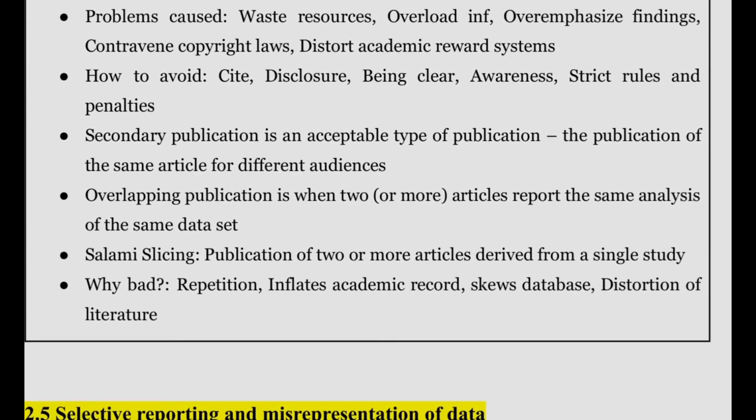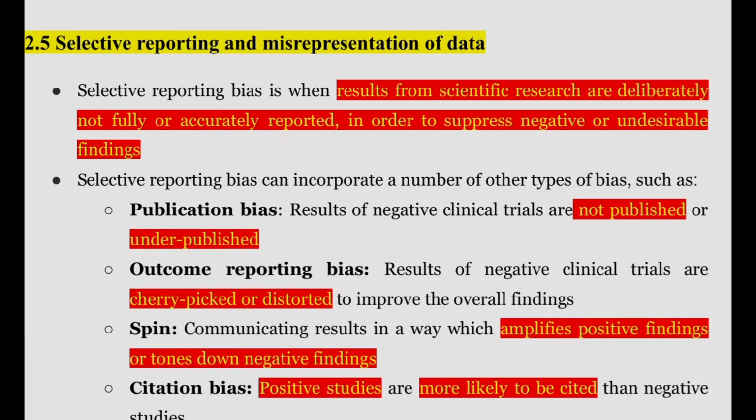So how to avoid it: cite as many papers as possible that you have included in your research. A disclosure statement is important, being clear, awareness about redundant information, strict rules and penalties. Next, selective reporting and misrepresenting of data. Selective reporting bias is when results from scientific research are deliberately not fully or accurately reported in order to suppress negative or undesirable findings. A lot of research scholars do this.